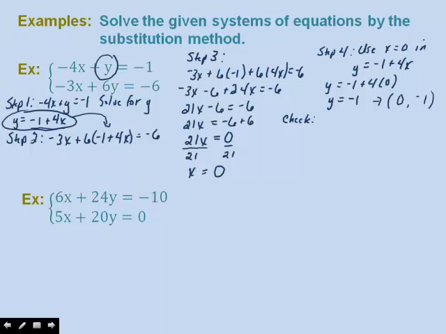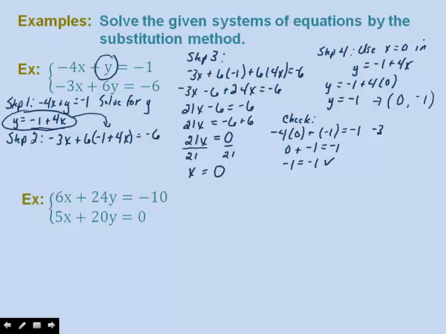And let's check this. Remember, for the check, it's best to go back to the original two equations that you had. So we had negative 4x, that's going to be negative 4 times 0, plus y, which is negative 1, is equal to negative 1. Well, anything times 0 is 0, so we've got 0 plus negative 1 equals negative 1. That's going to give us a true statement.